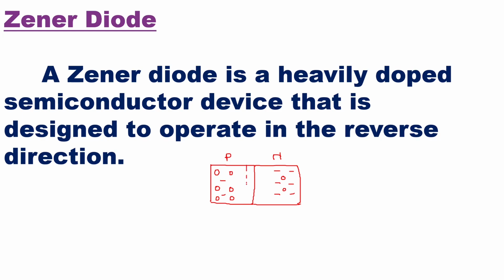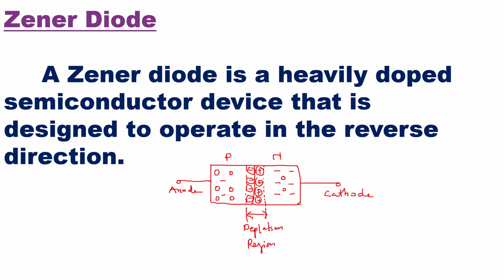Then you will have a depletion region where you have immobile ions. Here you can see negative ions on the P type near the junction, and here you can see positive ions, and because of this you are forming a depletion layer. This depletion region will have an electric field of its own. The terminal connected to the P type material is the anode, and the terminal connected to the N type material is the cathode.